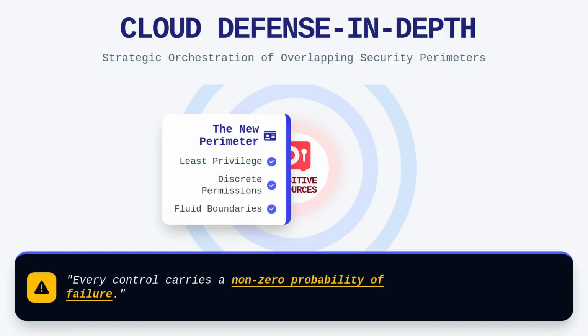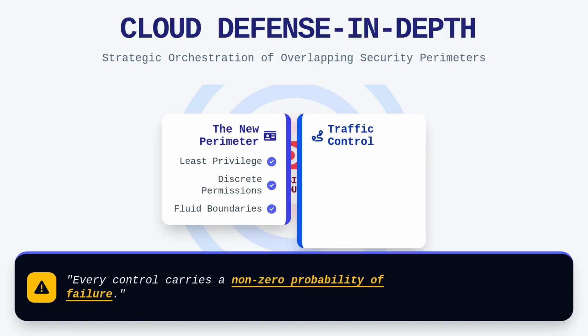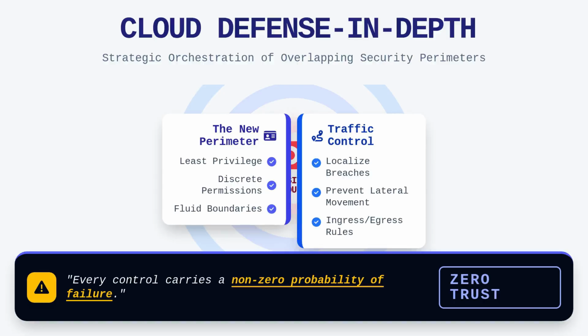Beyond identity, we must consider the network itself, where segmentation plays a vital role in localizing potential breaches and preventing lateral movement across our various environments. By isolating workloads into discrete subnets and enforcing strict ingress and egress rules via network security groups, we significantly reduce the attack surface available to unauthorized actors.